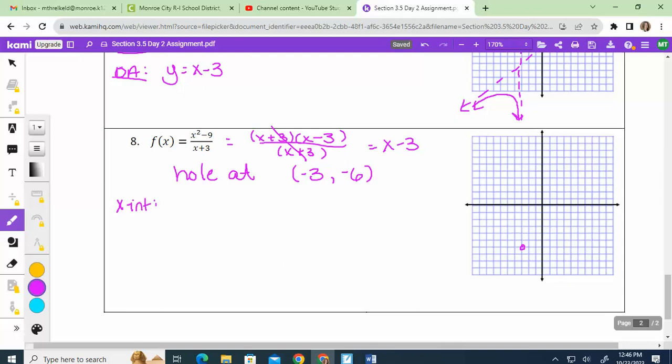X-intercept. You set y equal to 0. You get 3. Y-intercept. You plug in a 0 for x, you get negative 3. Do we have any asymptotes here? No, it's not even a fraction anymore. This is just a line. So all we have is a line with an open circle on it.